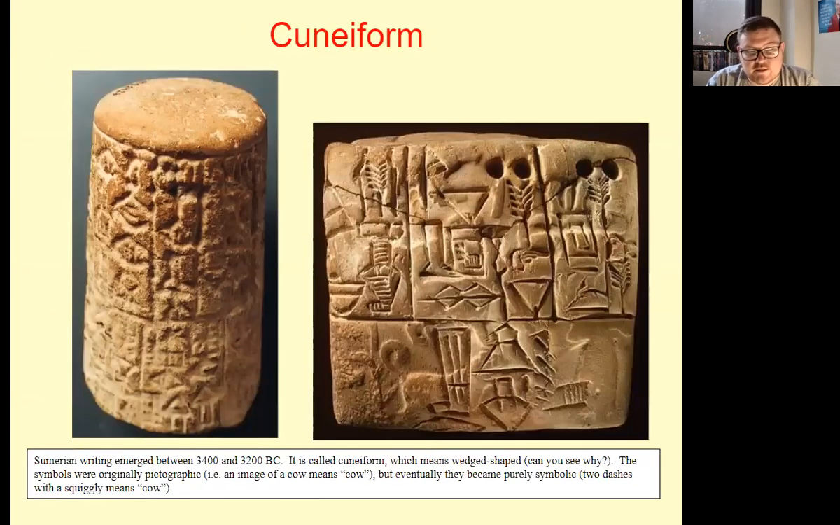And this is cuneiform. This is the first writing system to develop in the Near East, and it's called cuneiform, which is a wedge-shaped writing system, right? So it's symbols. We have symbols of cows, or two dashes, which would be like two squiggly dashes that end up becoming a cow later on.